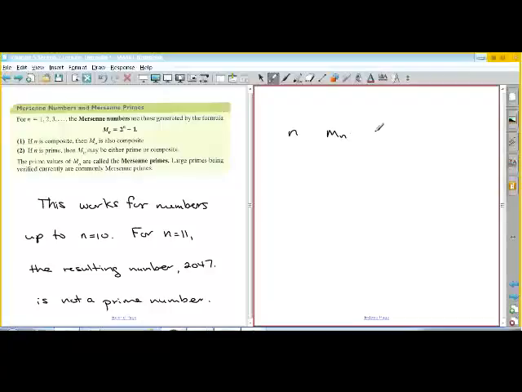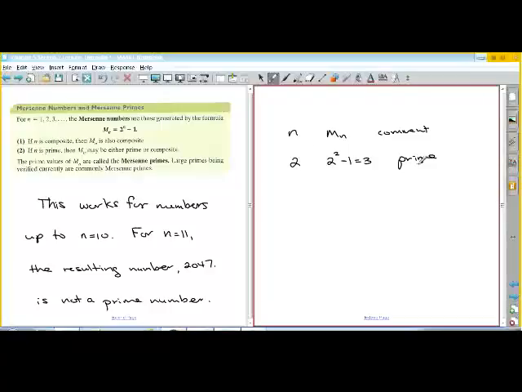So what I'm going to do is make a table, which is going to be n in one column, the number in the next column, and then I'm going to make a comment about it. So let's try n equals 1. So you get 2 to the first power minus 1. Actually, we shouldn't start at 1. Let's start at least at 2. So we'll start at 2. So you get 2 to the second power minus 1, which is equal to 3.